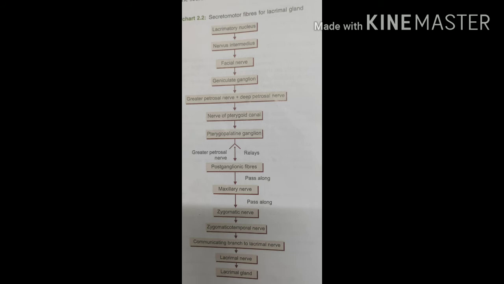The greater superficial petrosal nerve and deep petrosal nerve join to form the nerve of the pterygoid canal, otherwise called the Vidian nerve. This nerve of the pterygoid canal enters into the pterygopalatine ganglion and relays. From here, postganglionic fibers pass through the zygomatic nerve. From the zygomatic nerve, it enters into the lacrimal nerve, and ultimately the lacrimal nerve supplies the lacrimal gland.